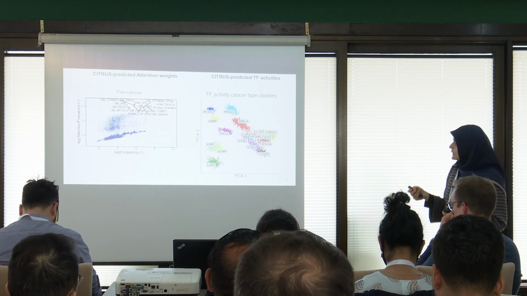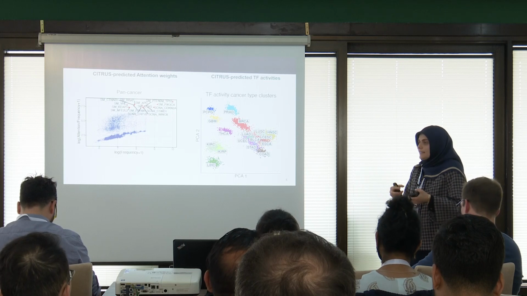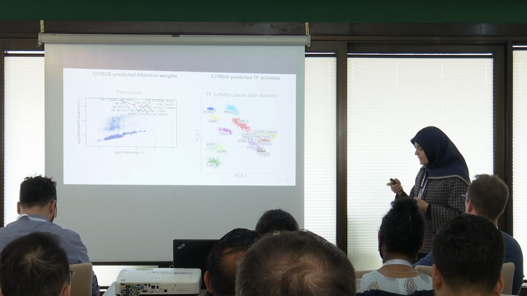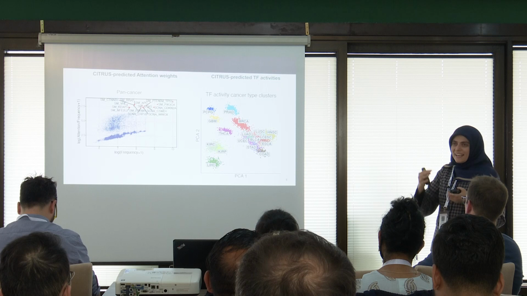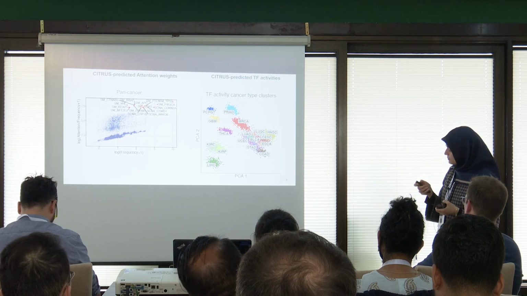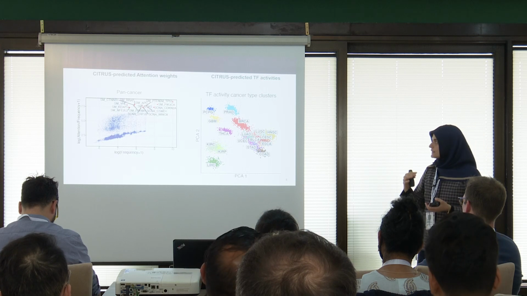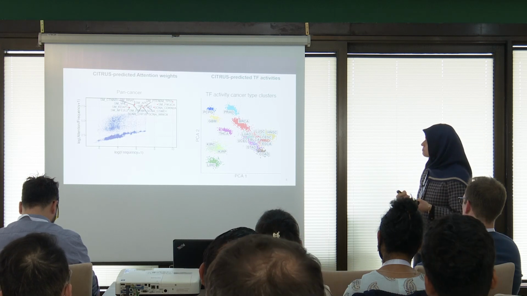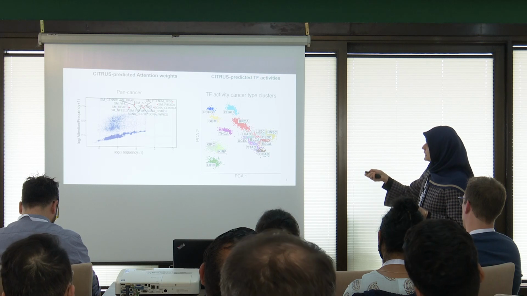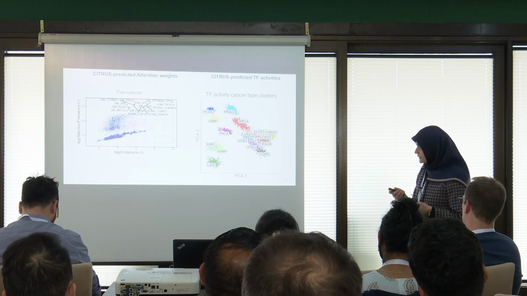Mostly, when we look at this cluster, we are seeing the patients are clustering within their cancer type, but we are also seeing that cancers related to each other, for example, adenocarcinomas, are clustering together, or cancers from the same tissue are clustering together. For example, kidney cancers are clustering together.